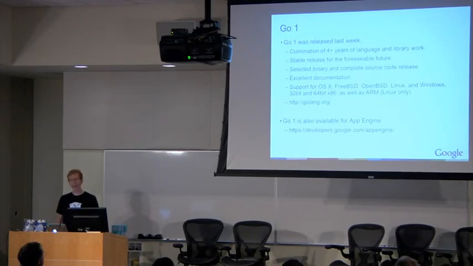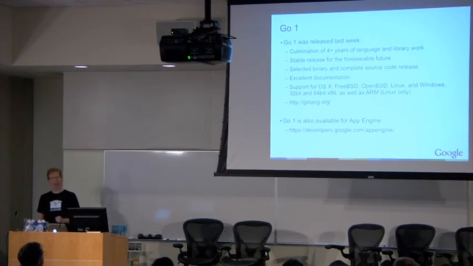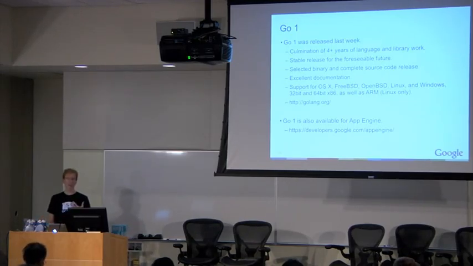So where are we at? We launched Go 1 last week. This is the culmination of more than 4 years of work. The main reason for this launch and release is stability. We plan to not change the language in the foreseeable future. We try to keep the library completely backward compatible.